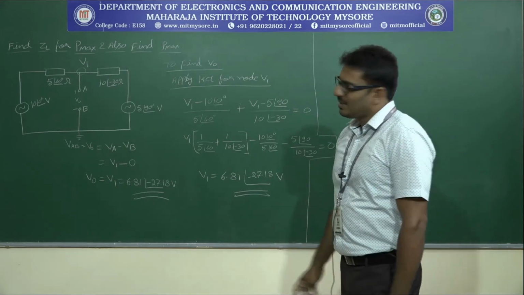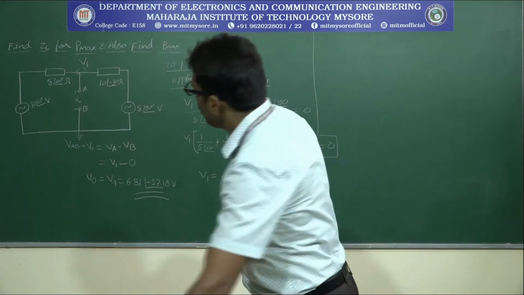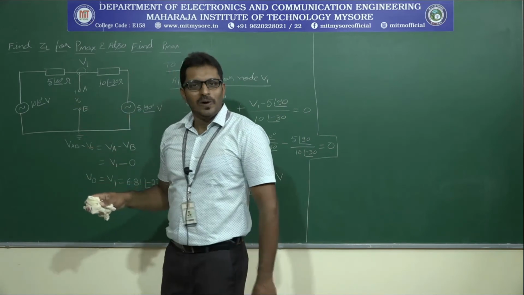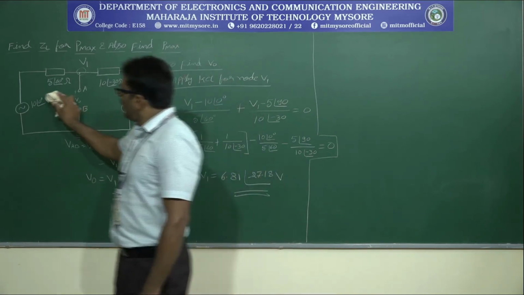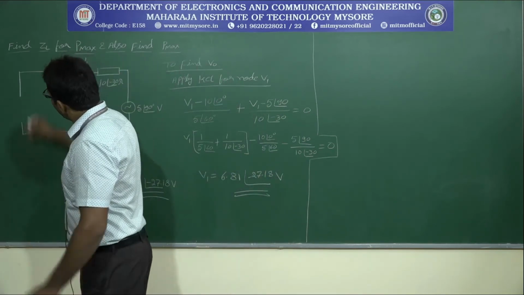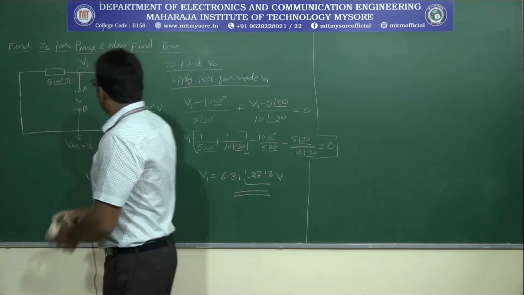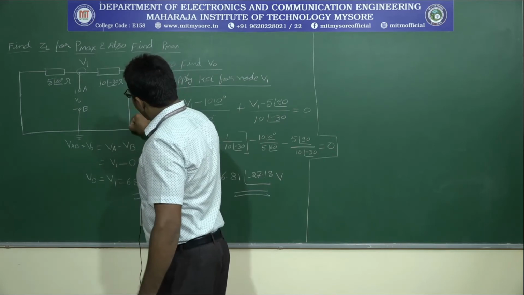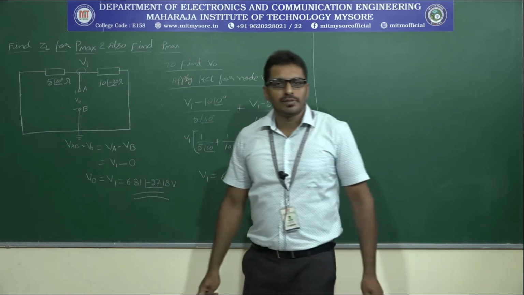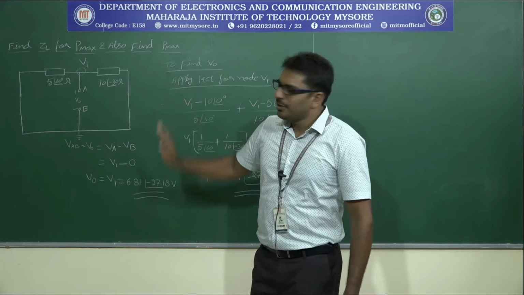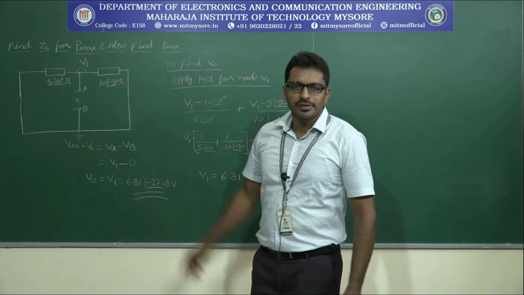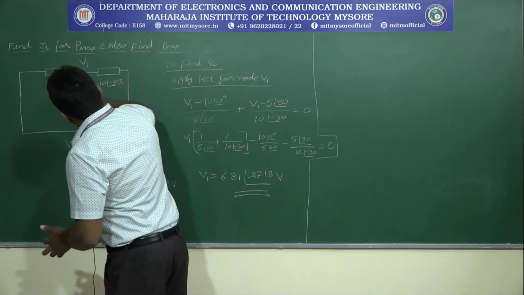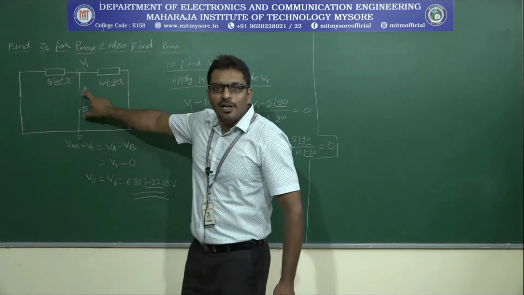So how to calculate Z0? Yes, view from the load terminal. Where is the load here? These two terminals are the load terminals, right? By replacing all voltage sources by short circuit. There are two voltage sources in the circuit. Replace those two voltage sources by short circuit and current sources by open circuit. There is no current source in the circuit. Then find the effective impedance across the load terminal.